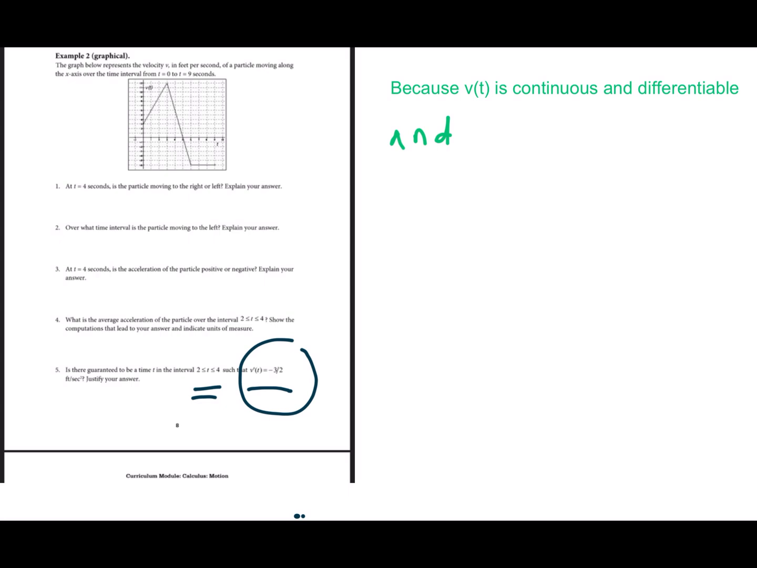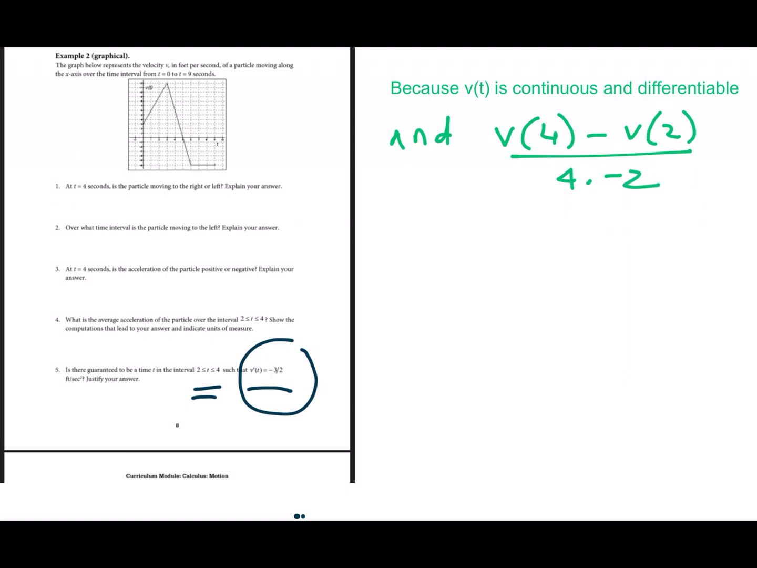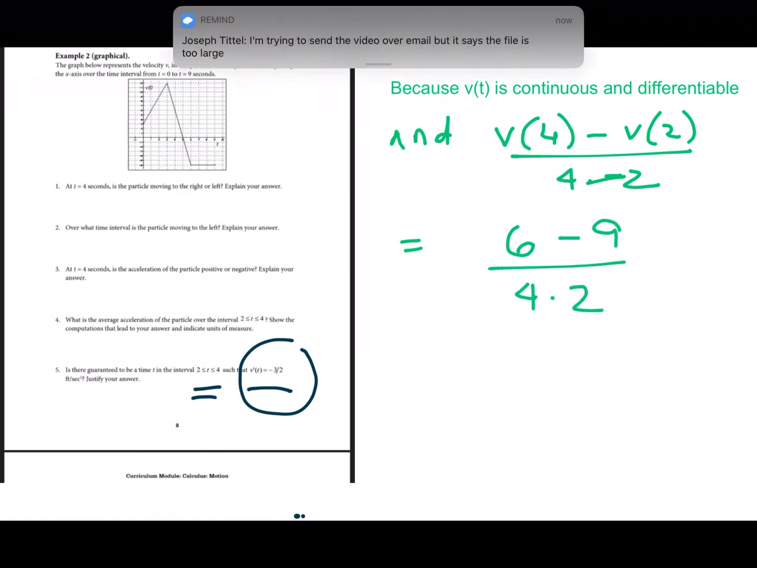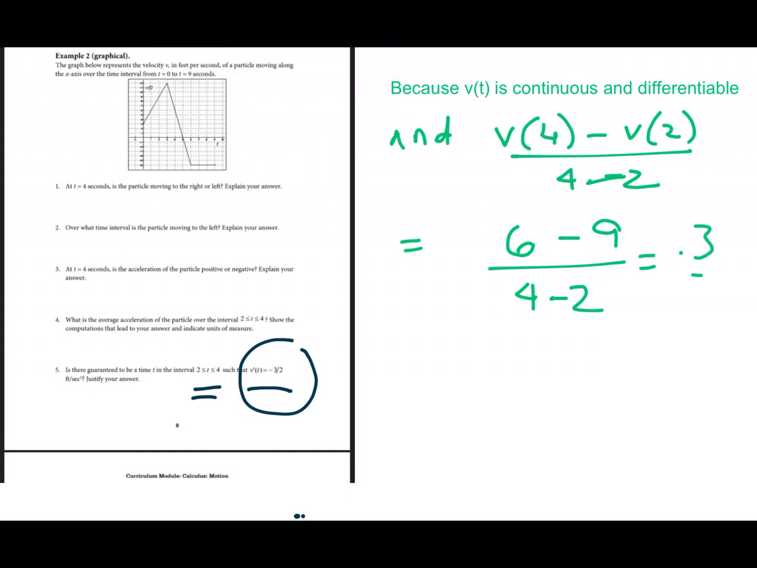I'm going to do y2 minus y1 over x2 minus x1. So v of 4 minus v of 2 over 4 minus 2 is equal to v of 4, what did we say that was yesterday? We said it was 6, and v of 2 is 9, over 4 minus 2. And that does give me negative 3 halves, and then I'm just going to restate what they say. So we will say something to the effect that yes, there is guaranteed a time between 2 and 4 such that v prime of t equals negative 3 halves.